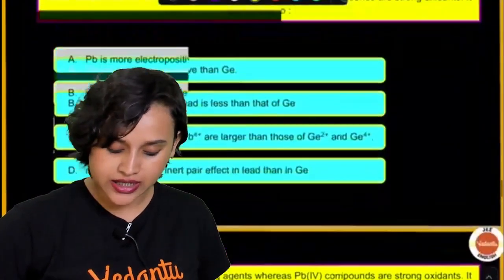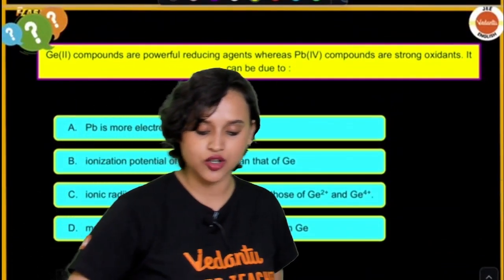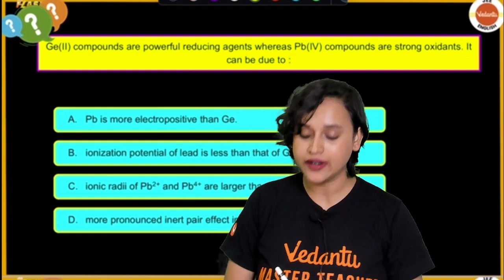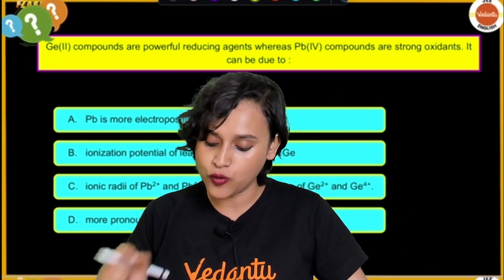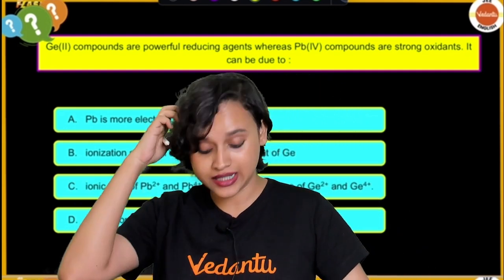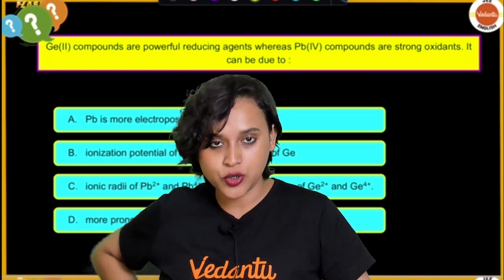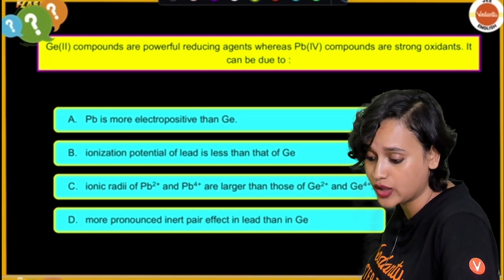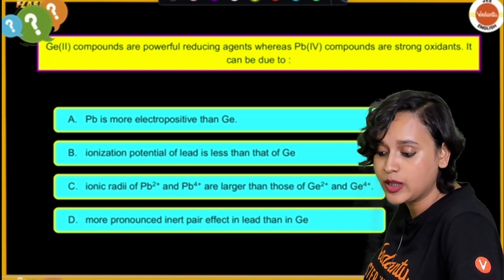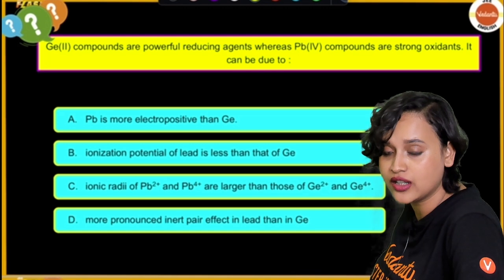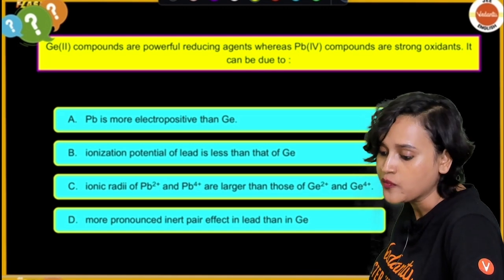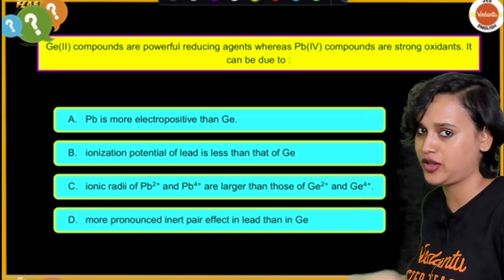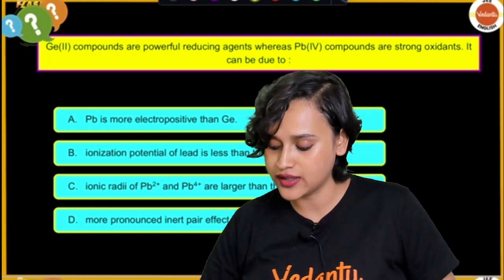All right. Now, shall we try and solve a question? Ge +2 compounds are powerful reducing agents, whereas Pb +4 compounds are strong oxidants. It can be due to: A, Pb is more electropositive than germanium; B, ionization potential of lead is less than that of germanium; C, ionic radii of Pb +2 and Pb +4 are larger than those of Ge +2 and Ge +4; or D, the more pronounced inert pair effect in lead than in germanium. I think that option D makes more sense to us, isn't it?